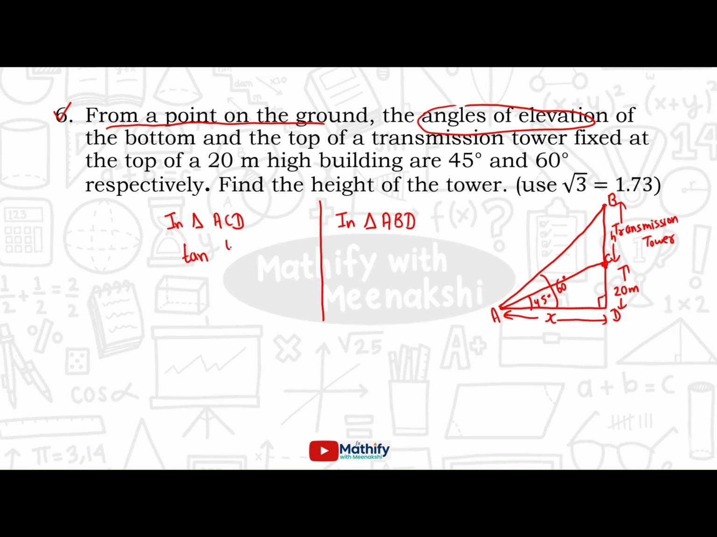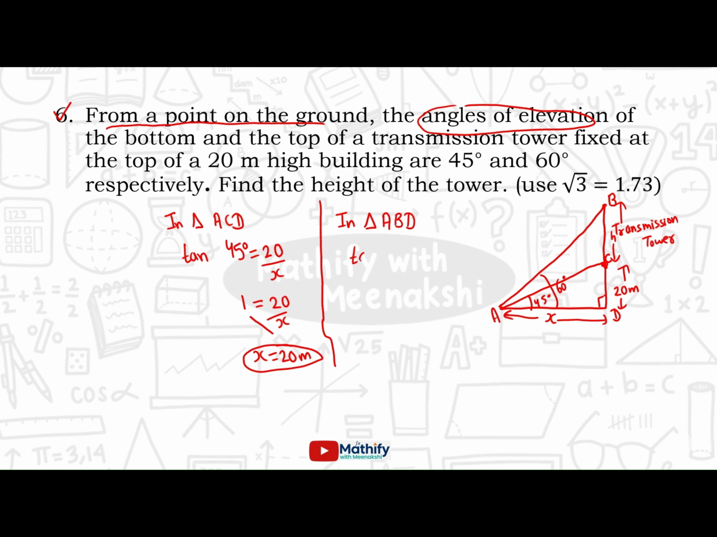For ACD it's tan 45 degree. That means perpendicular upon base, 20 by x. What is tan 45? It's 1. 20 by x. Let's do cross multiplication. So your x is 20 meter. Now let's move to the next triangle, that is ABD.